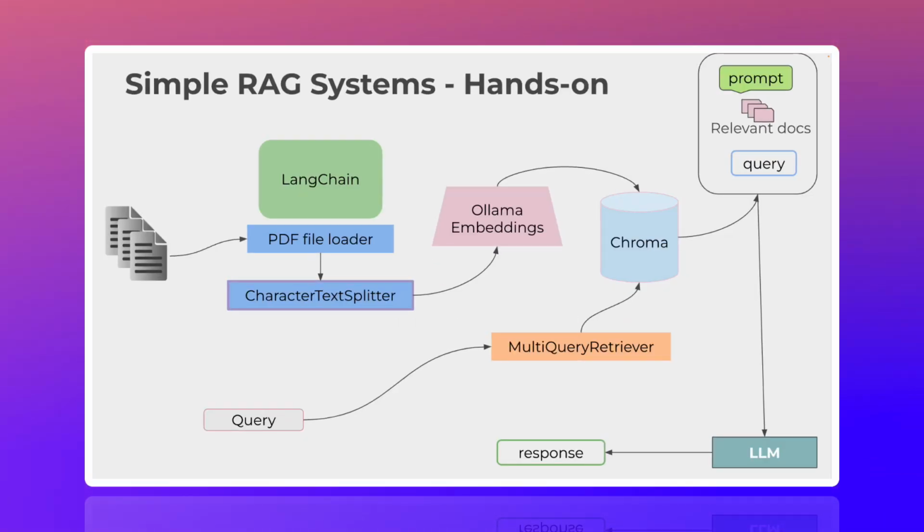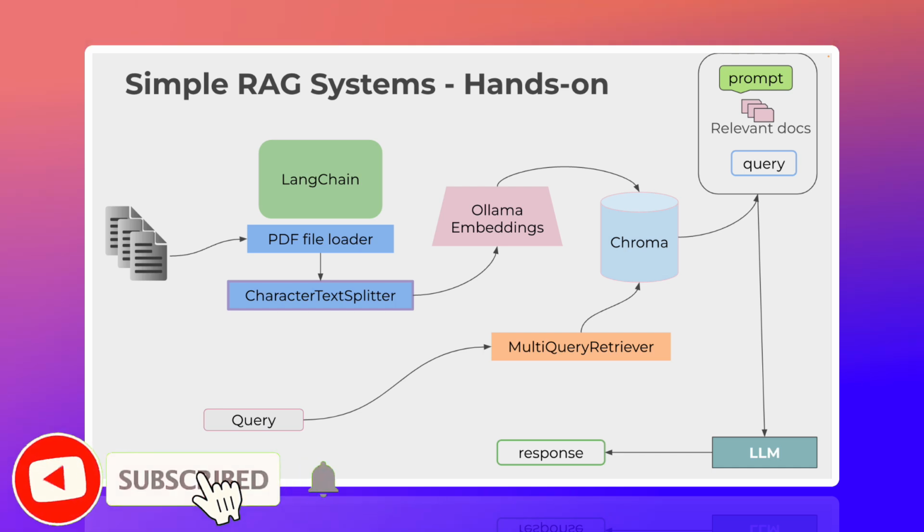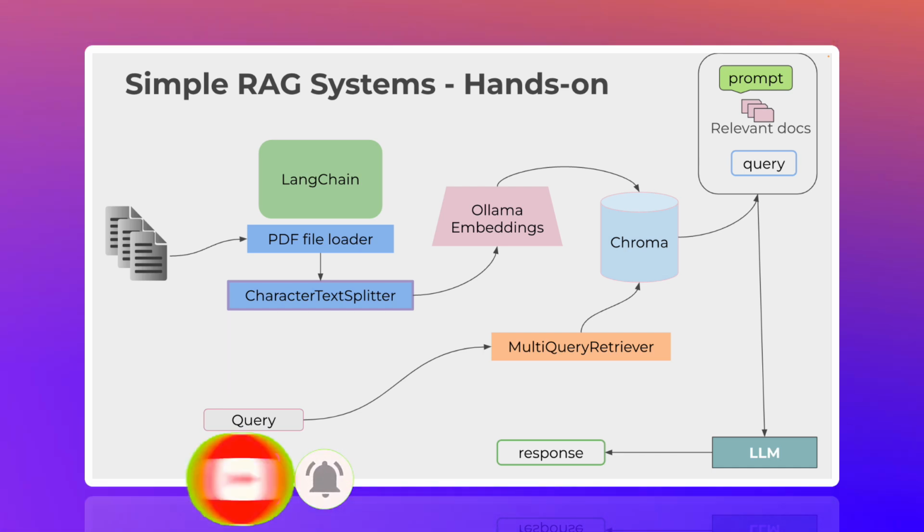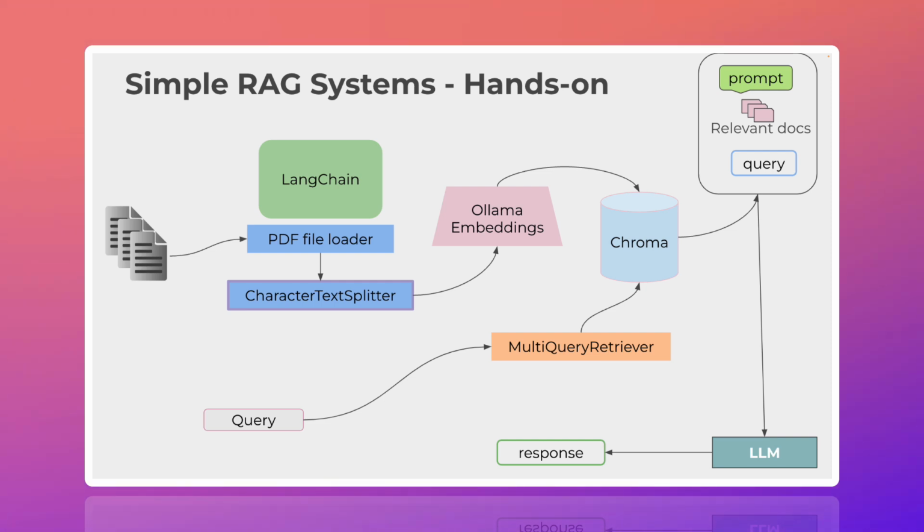This is the simple RAG system hands-on, or at least the overview of what we are going to be putting together. The idea here is very simple: we're going to use LangChain to load the PDF file, and then use LangChain's character text splitter to split that into small chunks, as we have discussed. And then we're going to use Ollama embeddings. This is the important part. Ollama also has a model for embeddings that is going to allow us to embed all of this information and put that into a Chroma DB database.